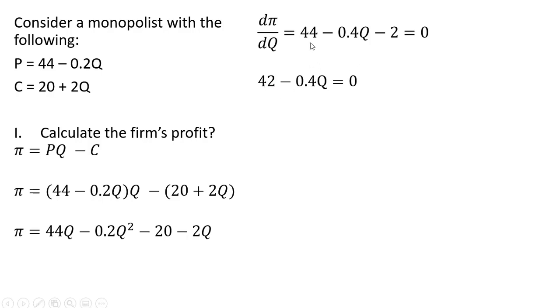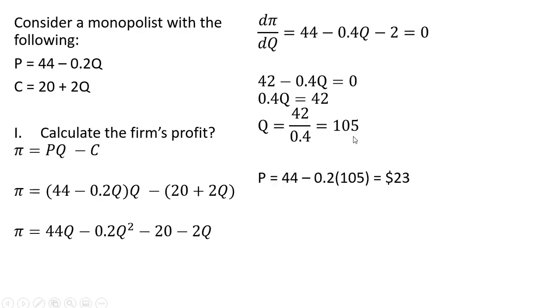Just simplifying a little bit, 44 minus 2 is 42. Moving some things around and dividing through by 0.4, the profit maximizing output is 105. If we wanted the profit maximizing price, plug this 105 into the inverse market demand, and the monopolist would charge a price of $23 per unit.